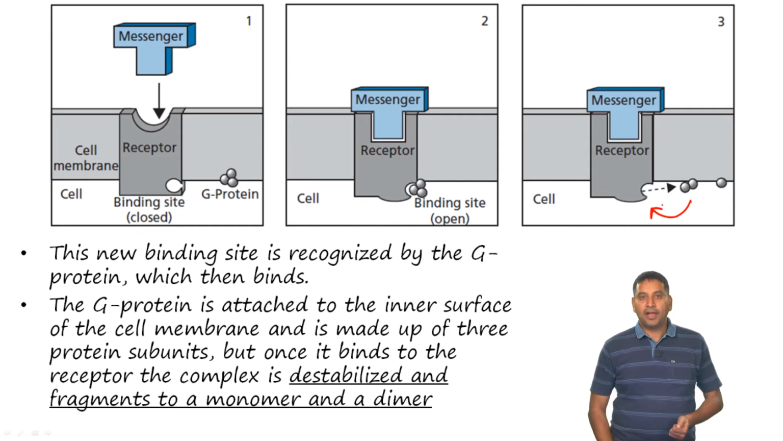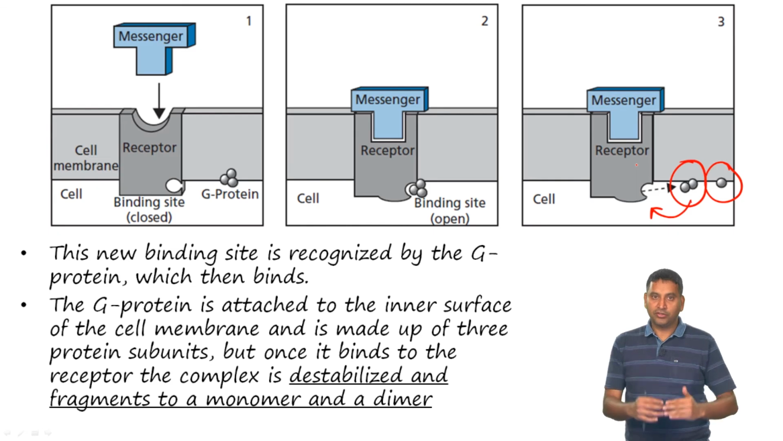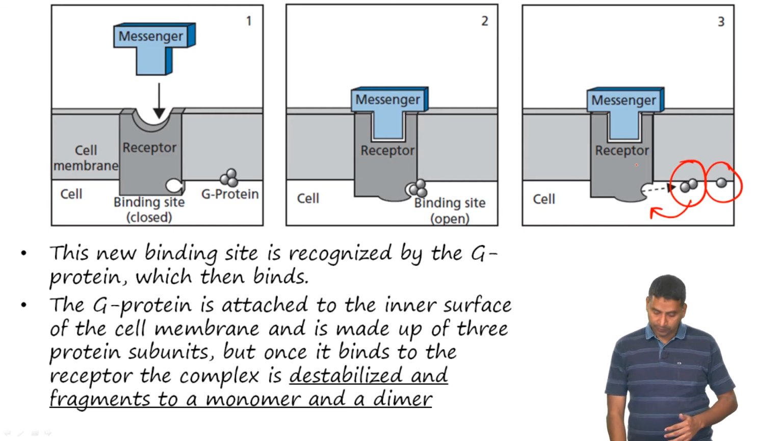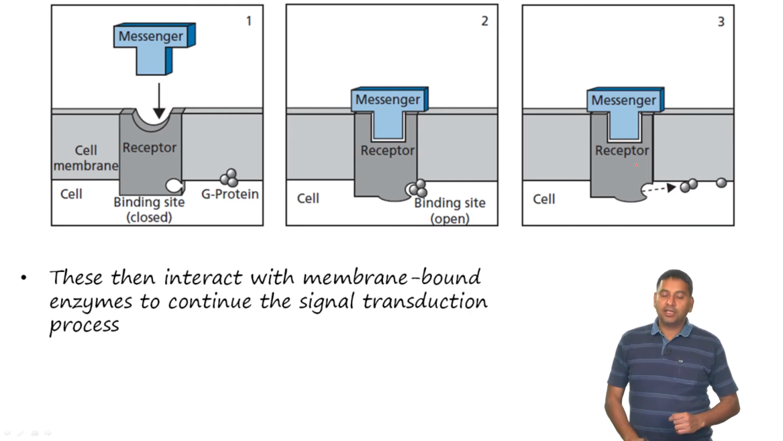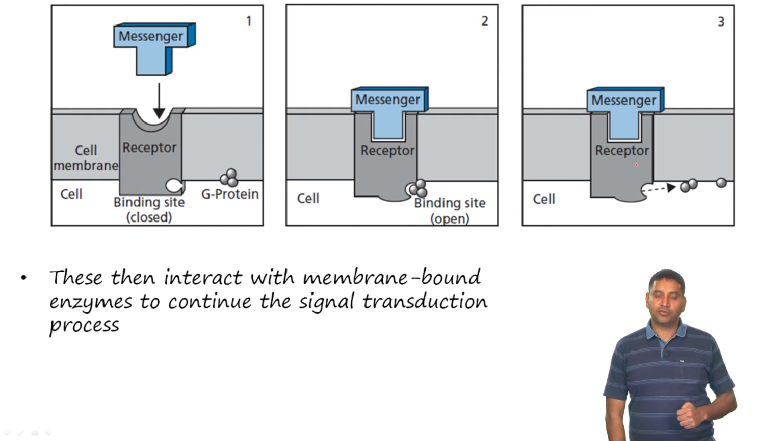And once the G protein, which is attached to the inner surface of the cell membrane and is made up of 3 protein subunits, binds to the receptor, the complex is destabilized and fragments into a monomer and a dimer. Then these interact with membrane bound enzymes and continue the signal transduction process.